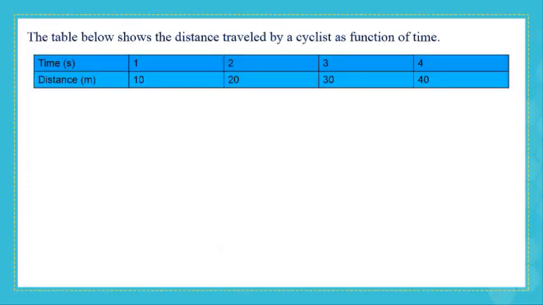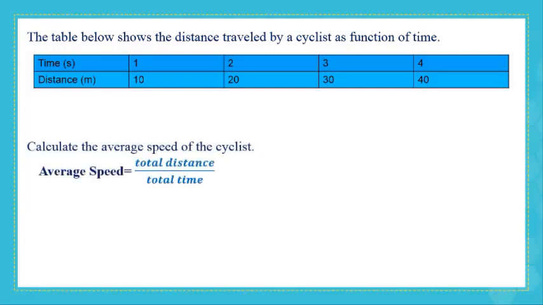Let's solve this application. The table below shows the distance traveled by a cyclist as function of time. Calculate the average speed of the cyclist. Average speed is total distance divided by total time. The total distance covered by the cyclist is 40 meters. The total time taken to cover 40 meters is 4 seconds. So, 40 meters divided by 4 seconds, 10 meters per second is the value obtained.